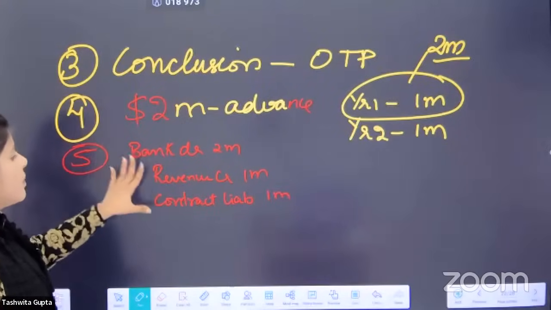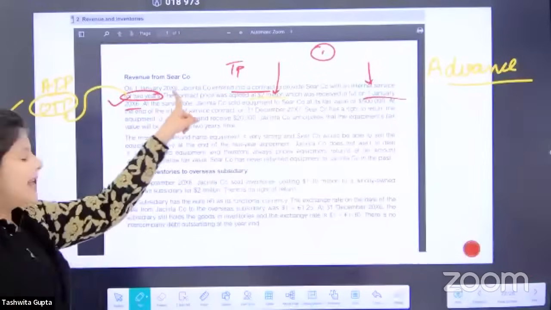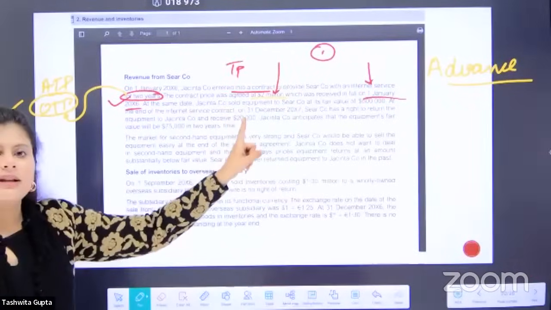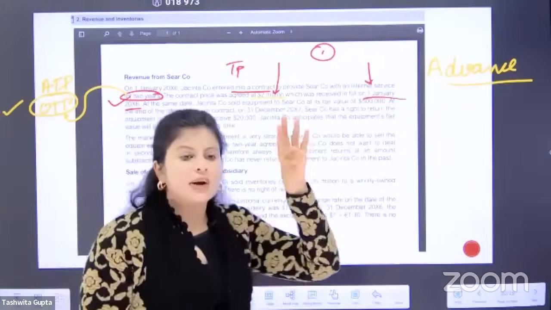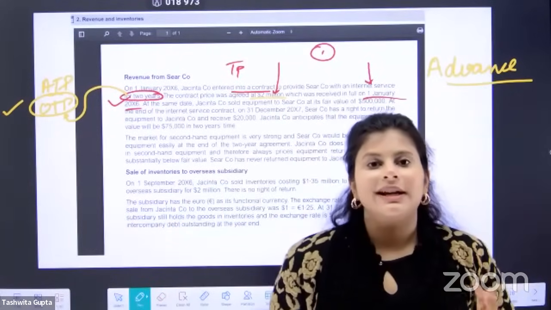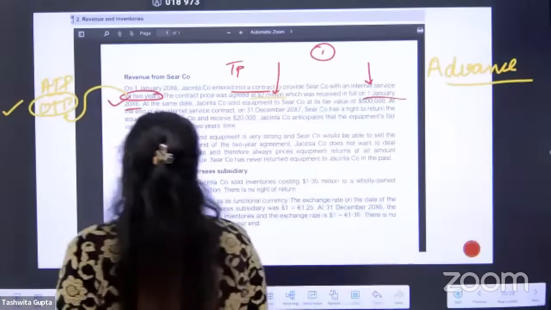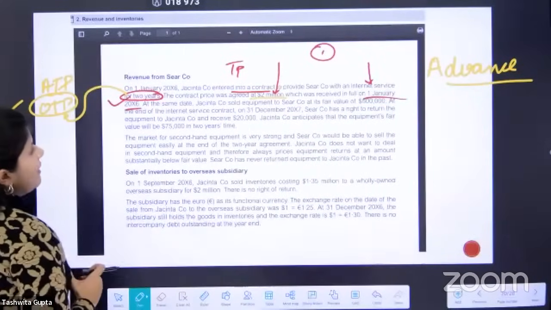So 5 points I have made out of one sentence. With one sentence out of 10 marks, I've got my 5 marks. That's how you brainstorm a case study and that's how you get your easy marks first. Let's talk in the next paragraph about what they have.